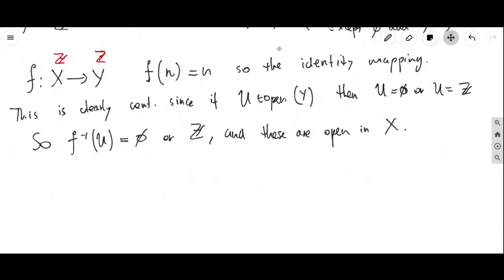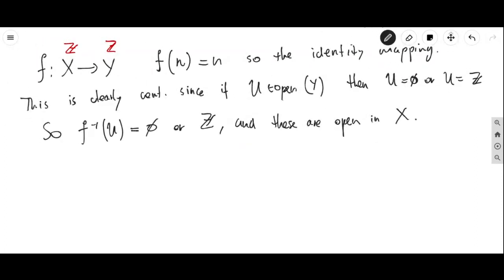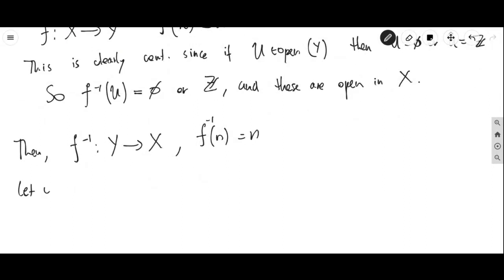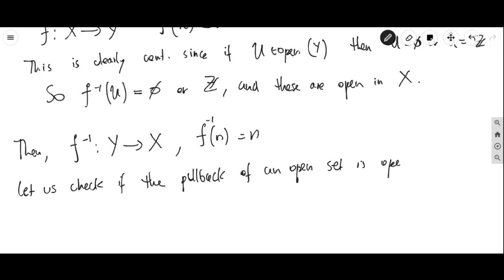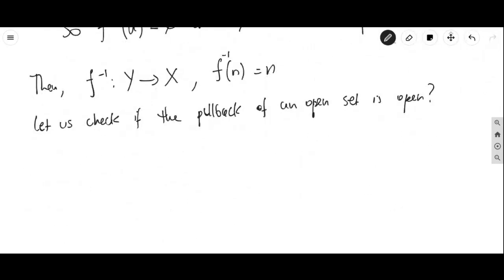So these are going to be open, but what about the other way around? Let's look at the inverse function. This is going from Y to X, and F inverse of n is still n, because it's the identity map. I'm sorry, I meant to say F inverse of n is still n. Sorry about that. But let us check if the pullback of an open set is open. In other words, we want to check if this is continuous. So this one is continuous, but let's check if this one is continuous. So we have to check if the pullback of an open set is open.